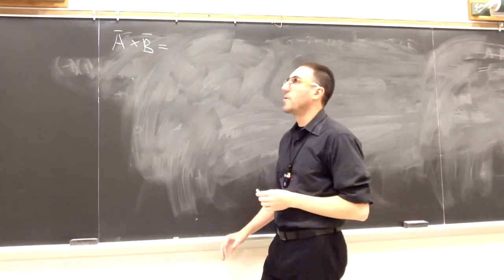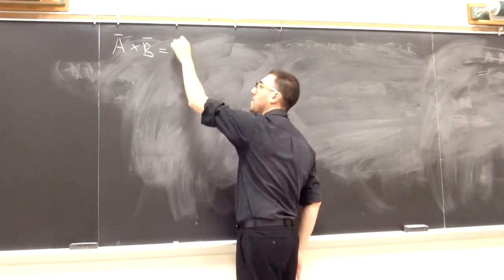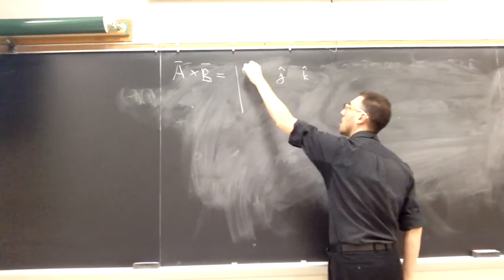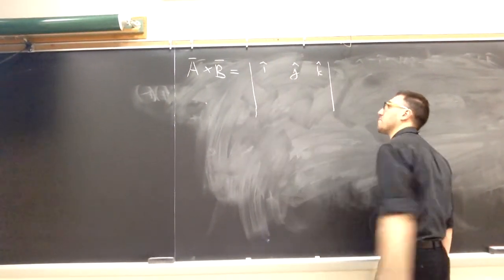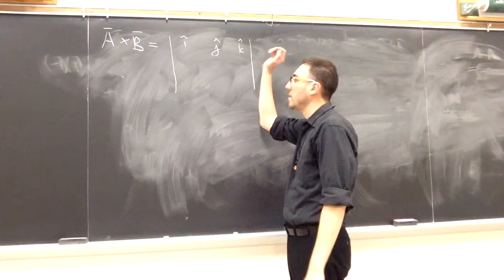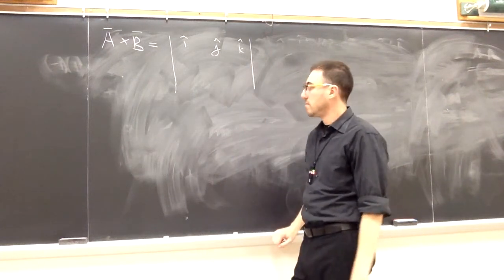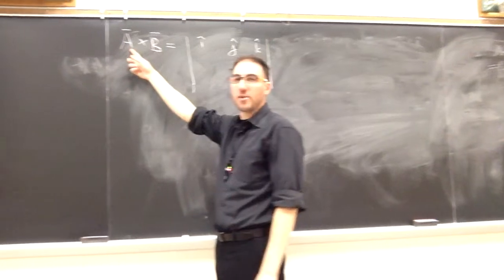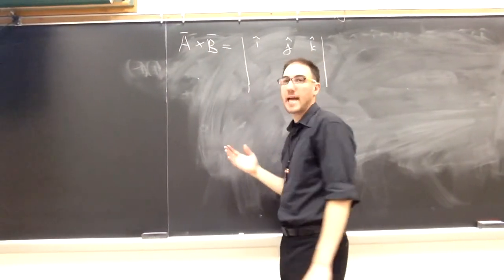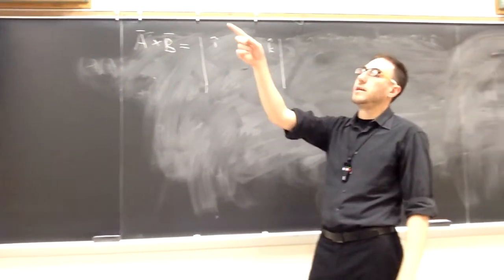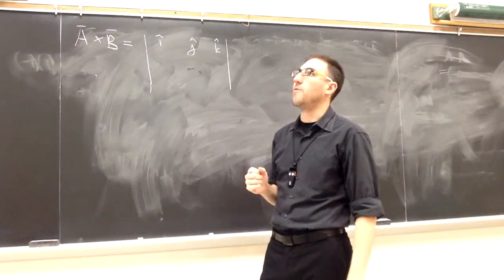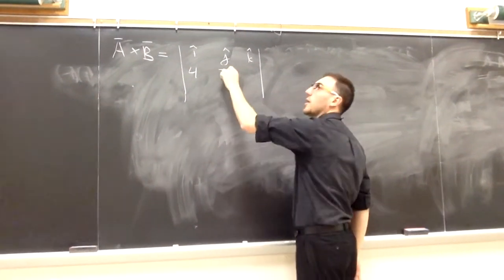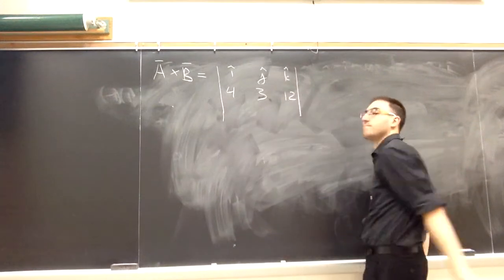To find the cross product, I'm going to write it as that 3 by 3 determinant first. First row, always i, j, k. The second row will be the coefficients of the first vector in the cross product, in this case a. We were given a already in component form, so I'm just going to copy down those coefficients: 4, 3, and 12.